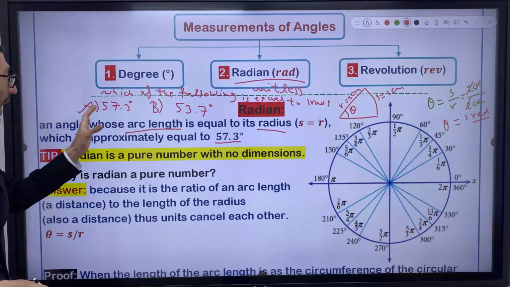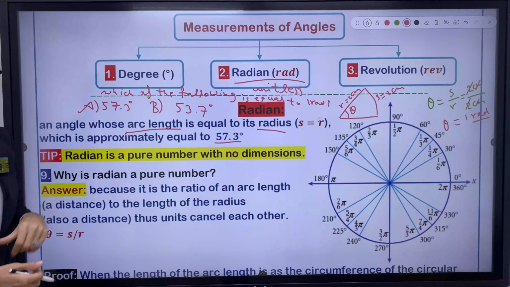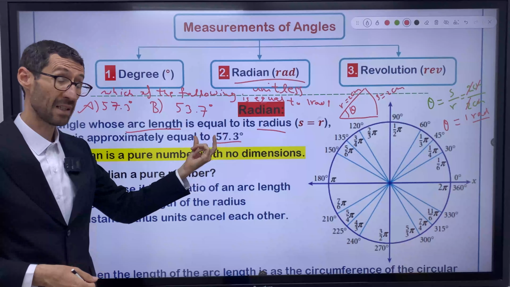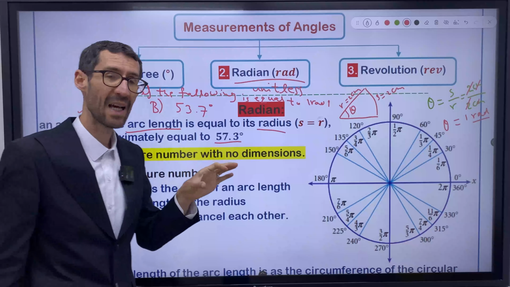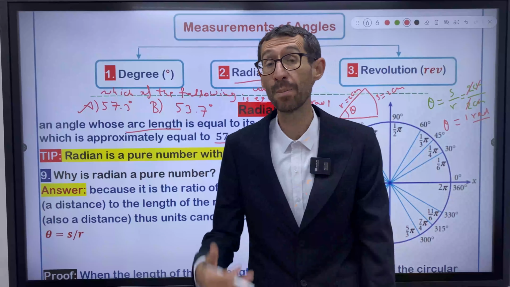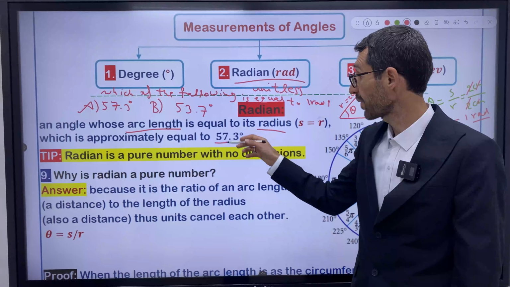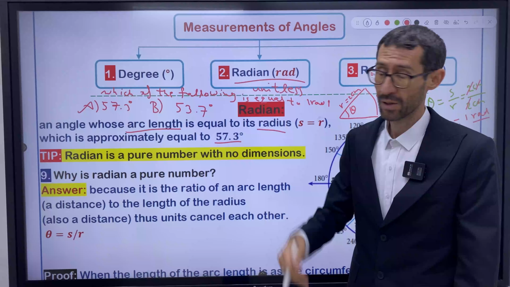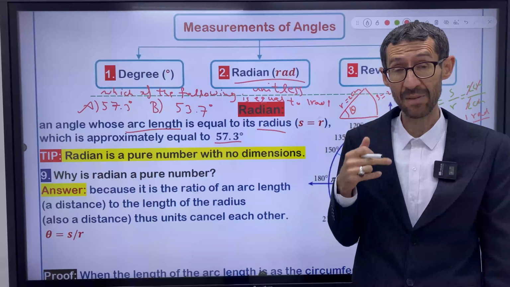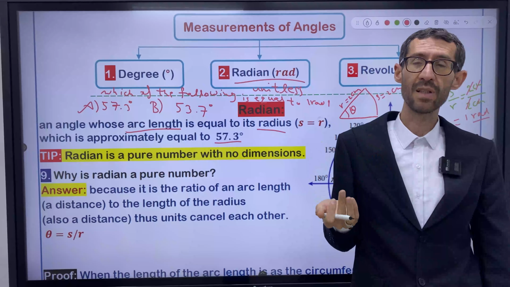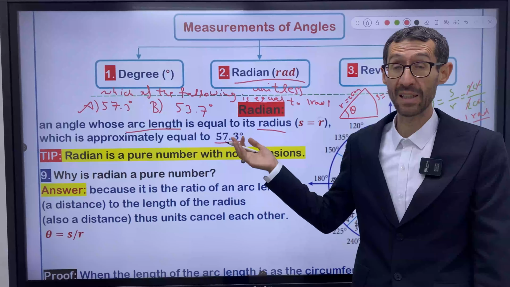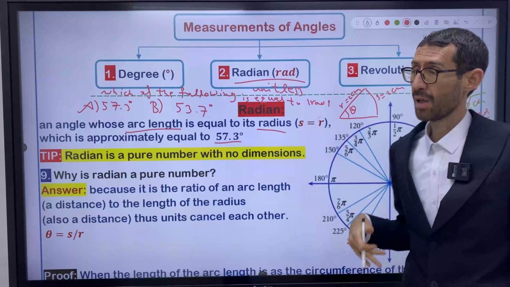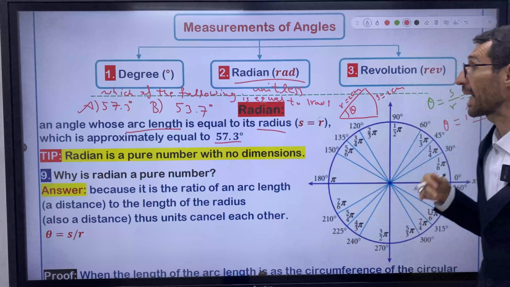Actually, I give you two options. Which one is right? I want you to focus on the number and keep in mind that 57.3 is not 53.7. If you don't memorize it carefully, you forget the exact number. I had a lot of students who made this mistake, believe me, and I want you to be very accurate.